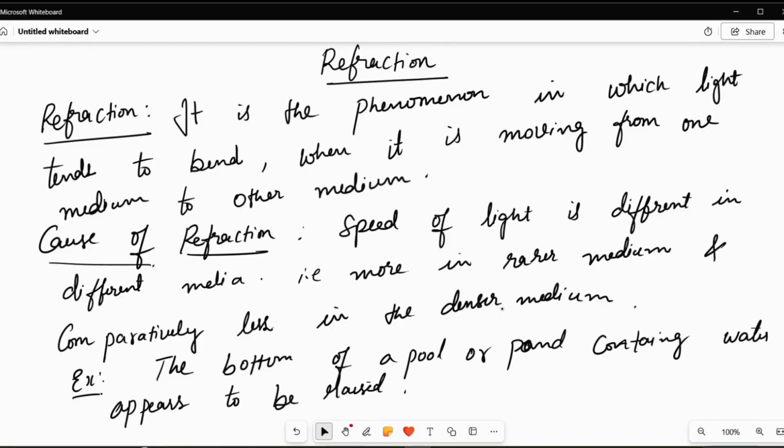Ma'am, what do you mean by rarer medium? I will explain. Rarer medium and denser medium. It is a comparison what we do. For example, light is moving from air to water. The velocity of light in air is more when compared to the velocity of light in water or glass. So there the rarer medium is air and the denser medium will be water.